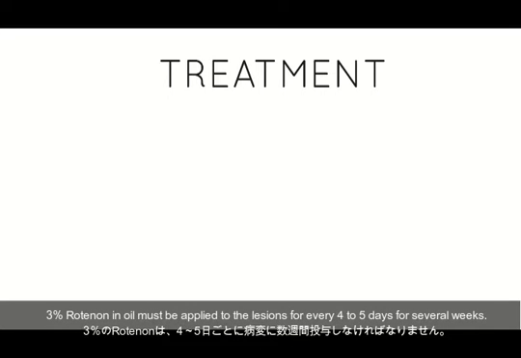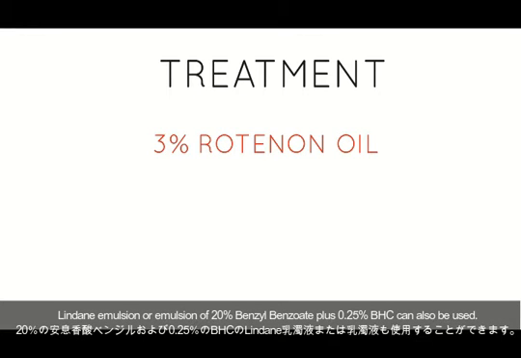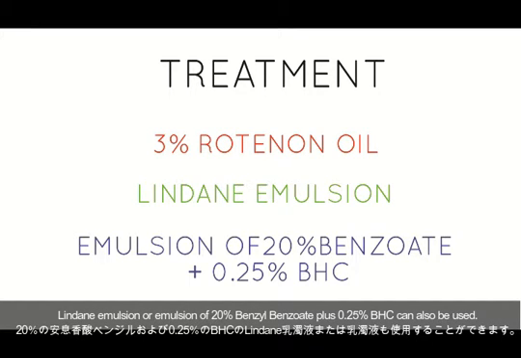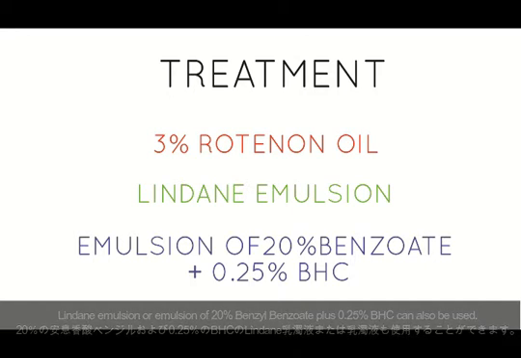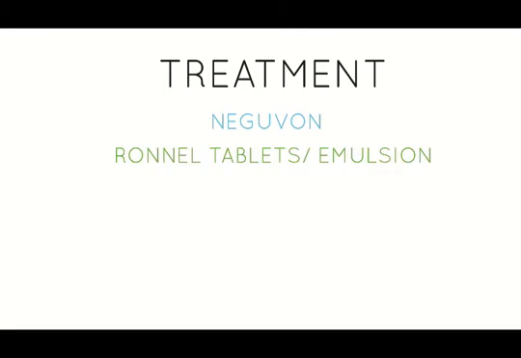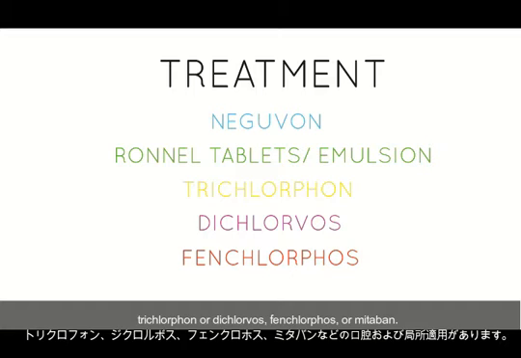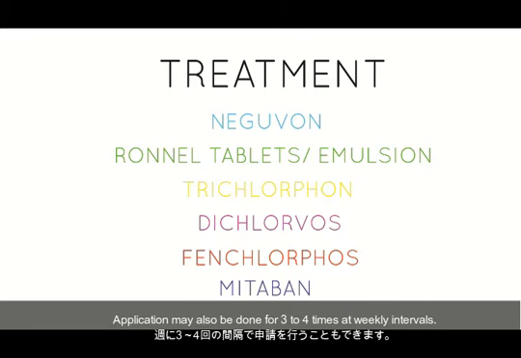3% rotenone in oil must be applied to the lesions every 4 to 5 days for several weeks. Lindane emulsion or emulsion of 20% benzyl benzoate plus 0.25% benzene hexachloride can also be used. There are also oral and topical applications available such as Neguvon, Ronel tablets and emulsion, Trichlorphon or dichlorvos, Fenchlorphos or Mitaban. Application may also be done 3 to 4 times at weekly intervals.